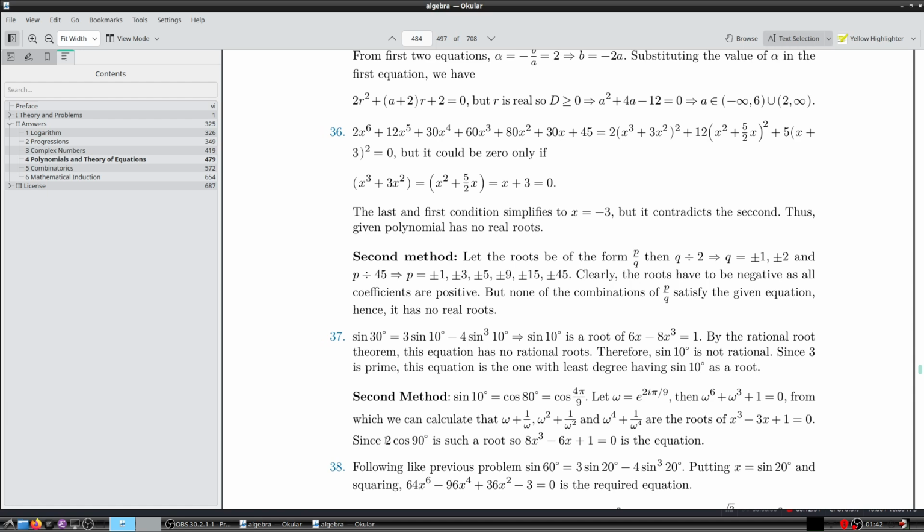There is something wrong with this. 2 cos 90 degree, I will have to say this should have been 80 degree. It looks like a typo here. Yeah, it should be 80 degree. So if this is 80 degree, we substitute 2 cos 80 degree here, that is 2 sine 10 degree. So this becomes 2 to the power 3, 8. And this becomes 3 into 2, 6. Yes, this should be 80 degree.